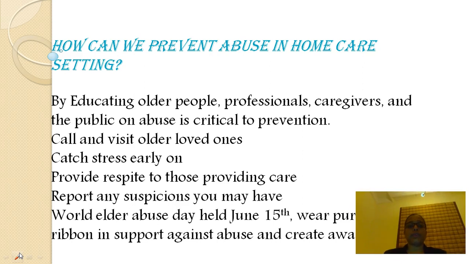How can we prevent abuse in the home care setting? We can do so by educating older people, professionals, caregivers, and the public on abuse, which is critical to prevention. We can call and visit older loved ones, catch stress early on, provide respite to those providing care, and report any suspicions which you may have. On World Elder Abuse Day, held on June 15th, we should wear a purple ribbon in support against abuse and create awareness.